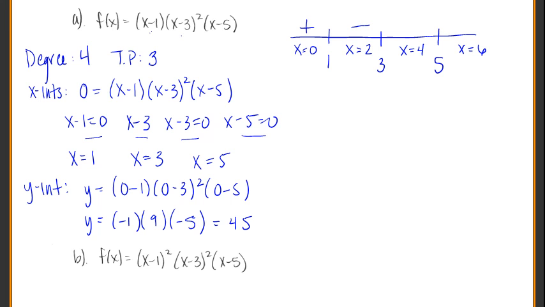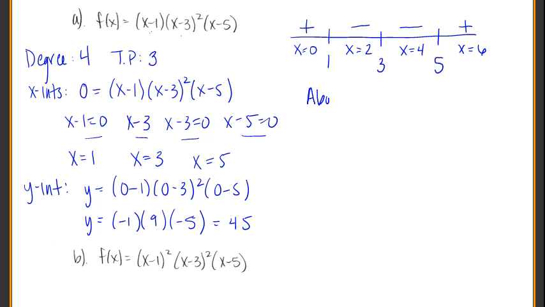When I test 4, let's go back to the main function. 4 minus 1 is 3, it's positive. 4 minus 3 squared is always going to be positive because I'm squaring. So positive times a positive, and 4 minus 5 is negative. So overall, a positive times a negative is negative. All right, let's go to 6, last but not least. 6 minus 1 is positive. The middle term's always going to be positive. And 6 minus 5 is positive. So 3 positives make a positive.